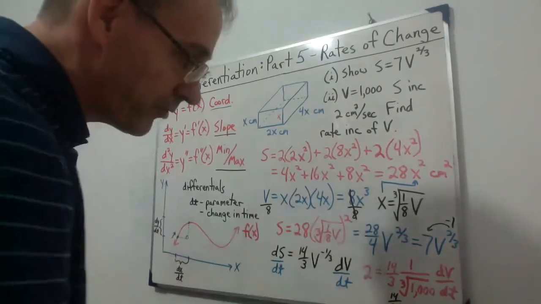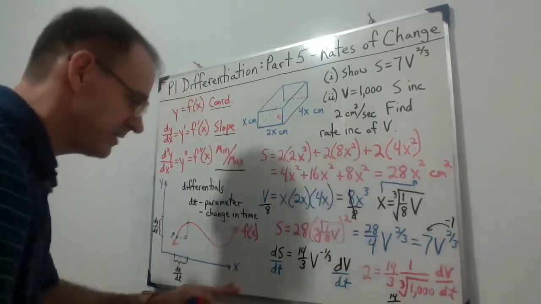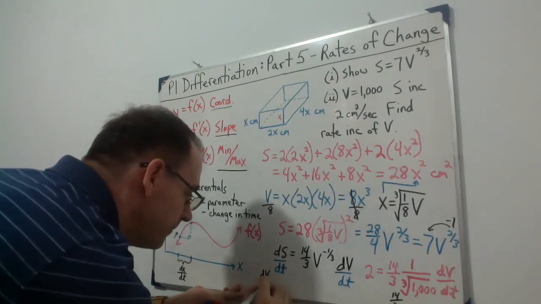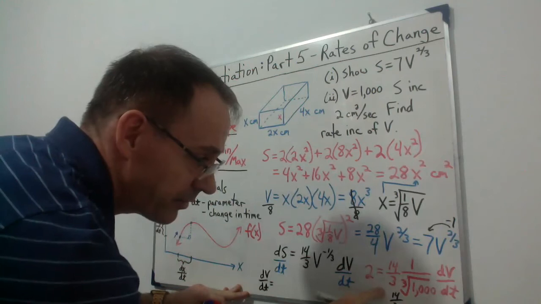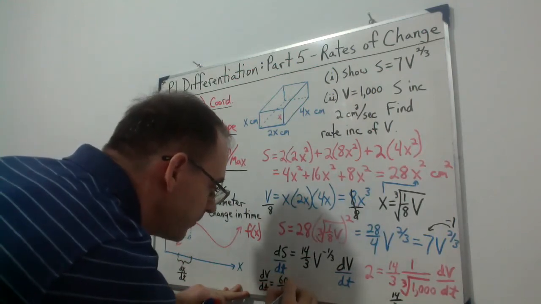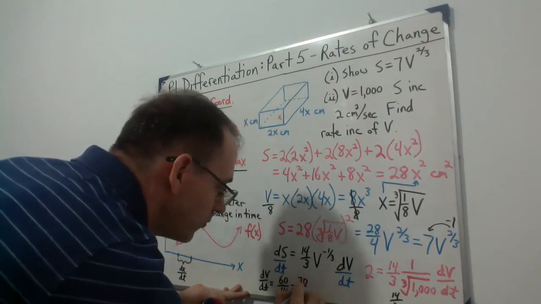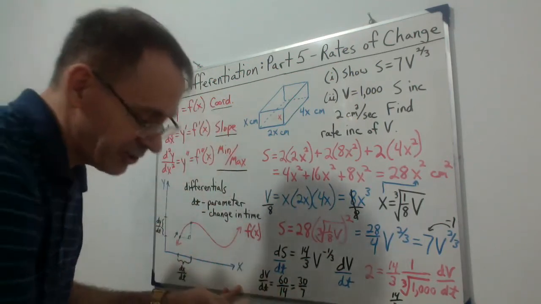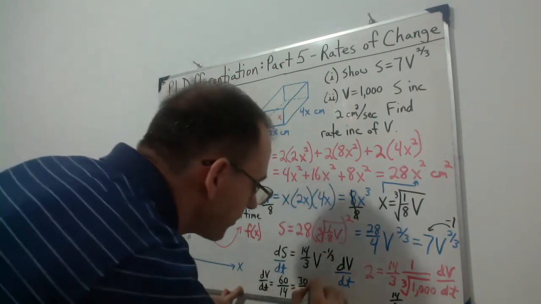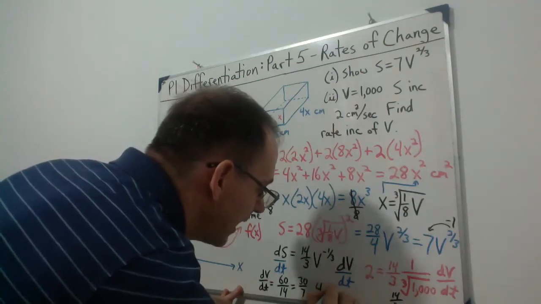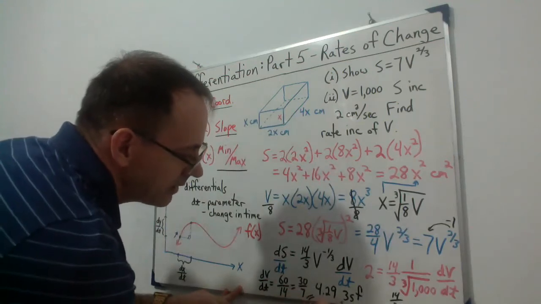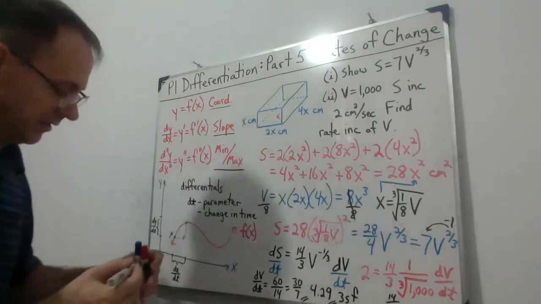So when we multiply and divide to the other side, we get dv/dt equals, times by 30 and divide by 14, we get 60 over 14, which equals 30 over 7, which you can leave as 30 over 7, or you can change it to 4.29 to 3 significant figures. So either one of these is fine.